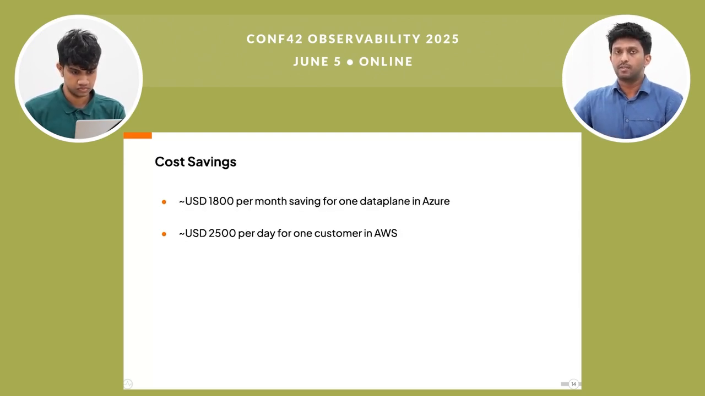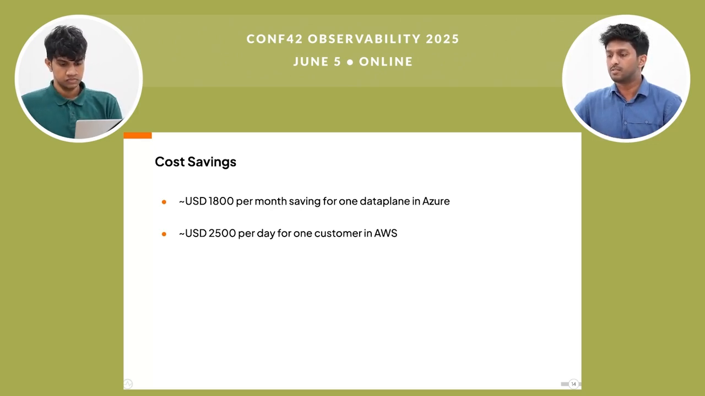By running this platform, we were able to achieve a lot of cost saving as well. Instead of using Log Analytics, by switching to FluentBit and OpenSearch, we were able to save about $1,800 per month, the Log Analytics ingestion and storage cost. And then there was one particular customer on AWS where they were able to save about $2,500 USD per day from their AWS infrastructure cost.